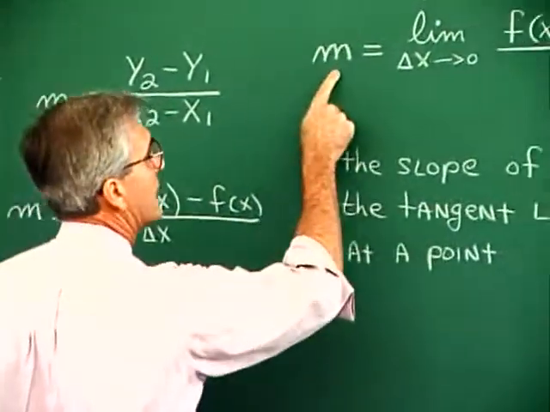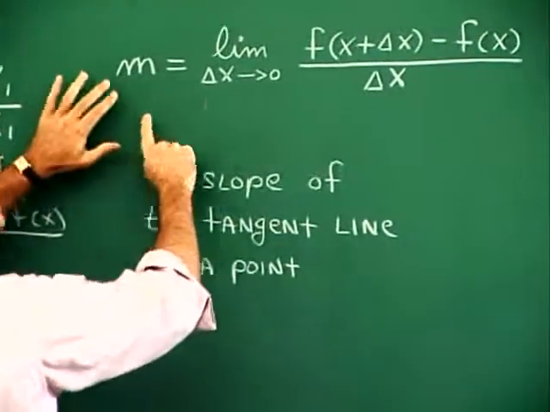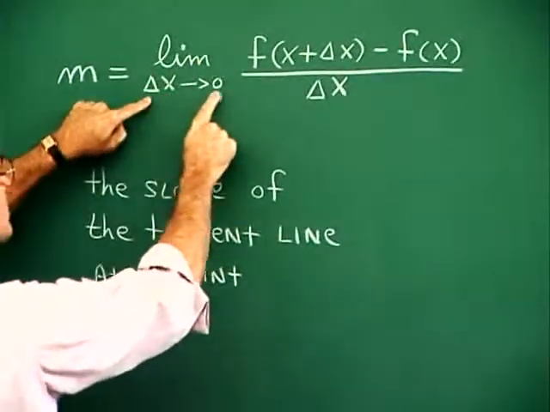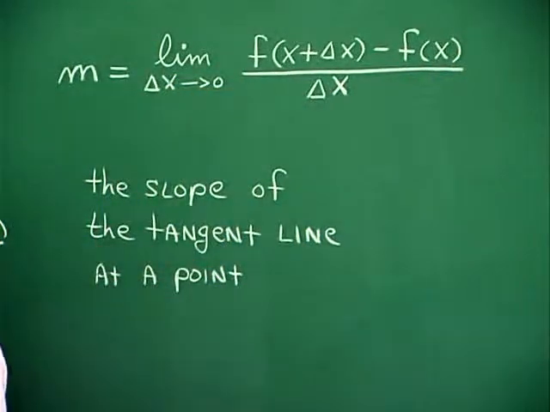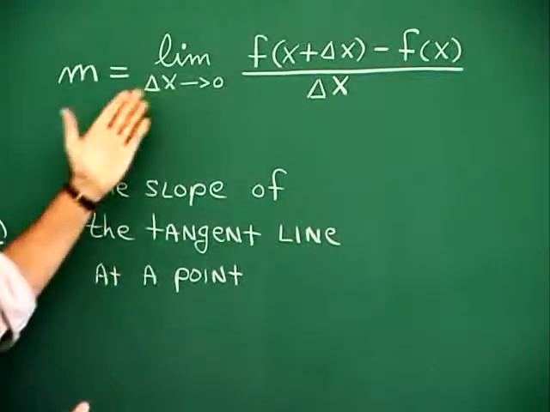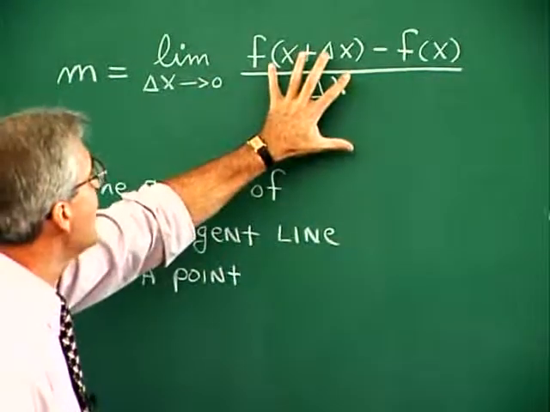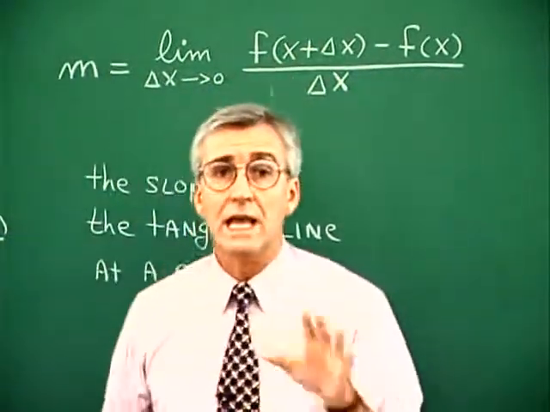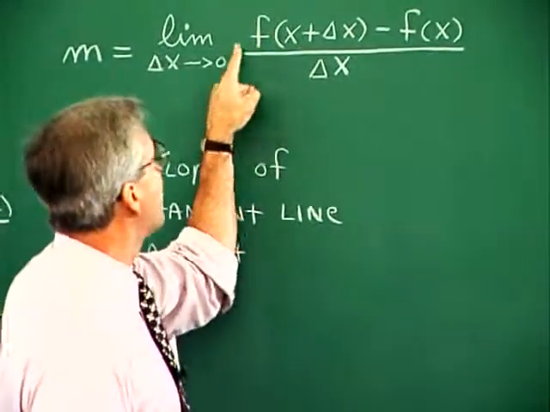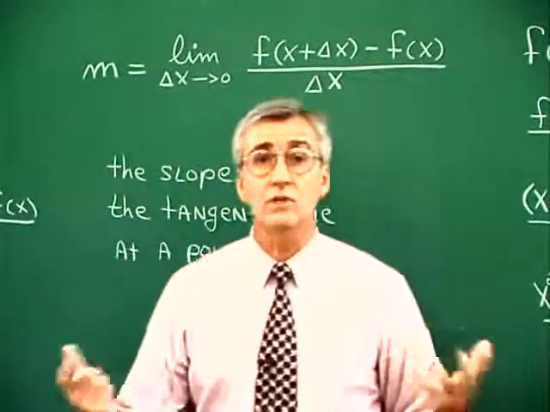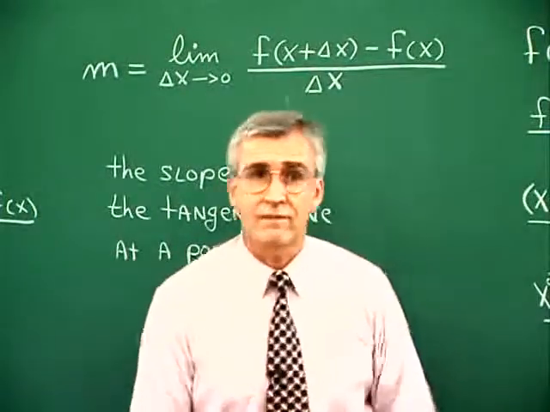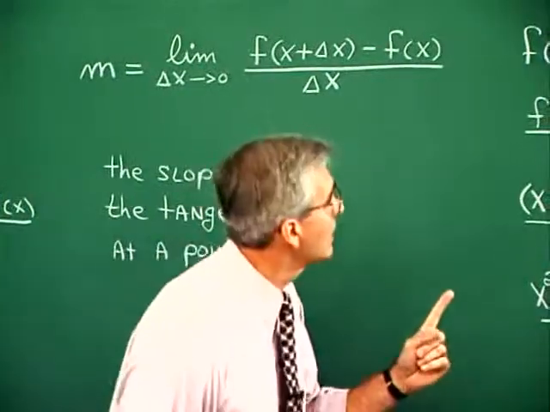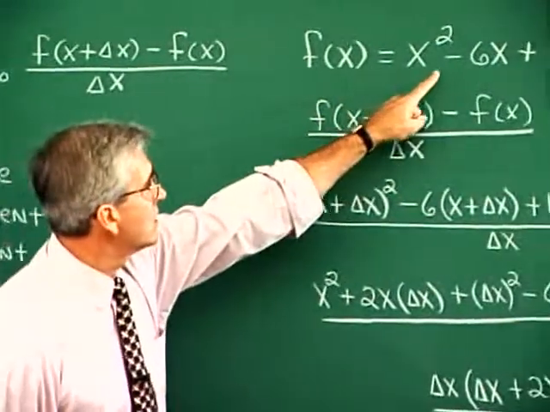The slope of that tangent line is the limit as delta x approaches 0 of this fraction. It's the same fraction we had earlier. And this will give us the slope of the tangent line at a point. Okay, let's find this. Now, with a little manipulation, we can deal with this, but in order to fill in and evaluate it, we do need to know the function. And the function turns out to be, and I have it written down over here, f of x is x squared minus 6x plus 11.